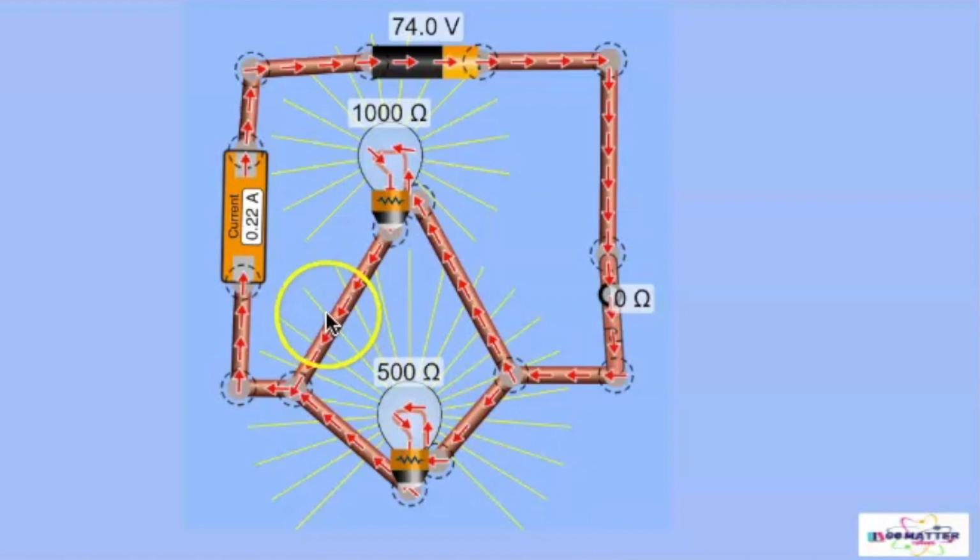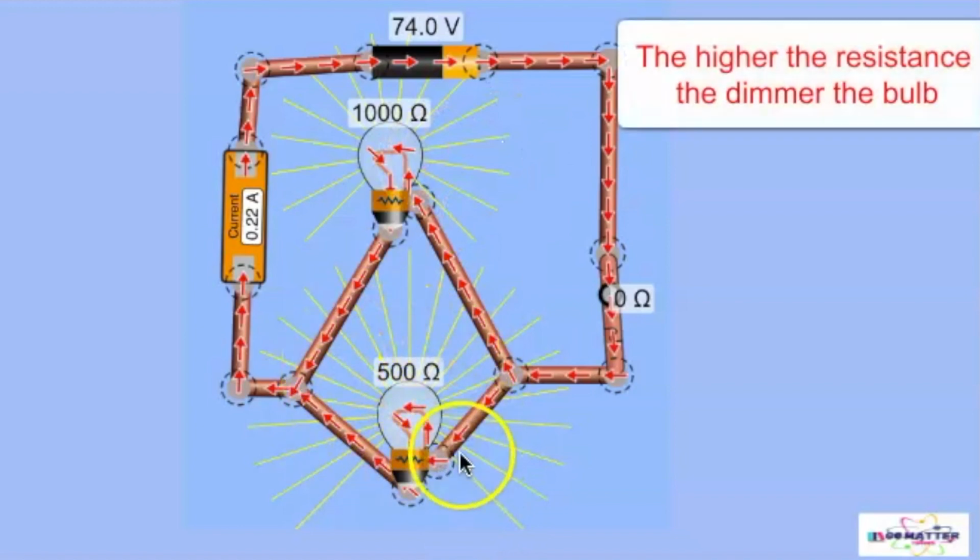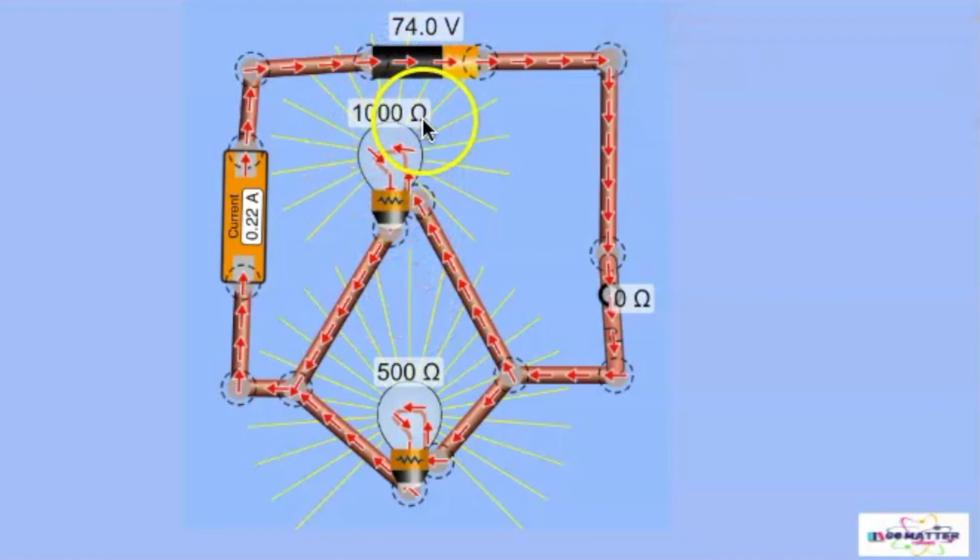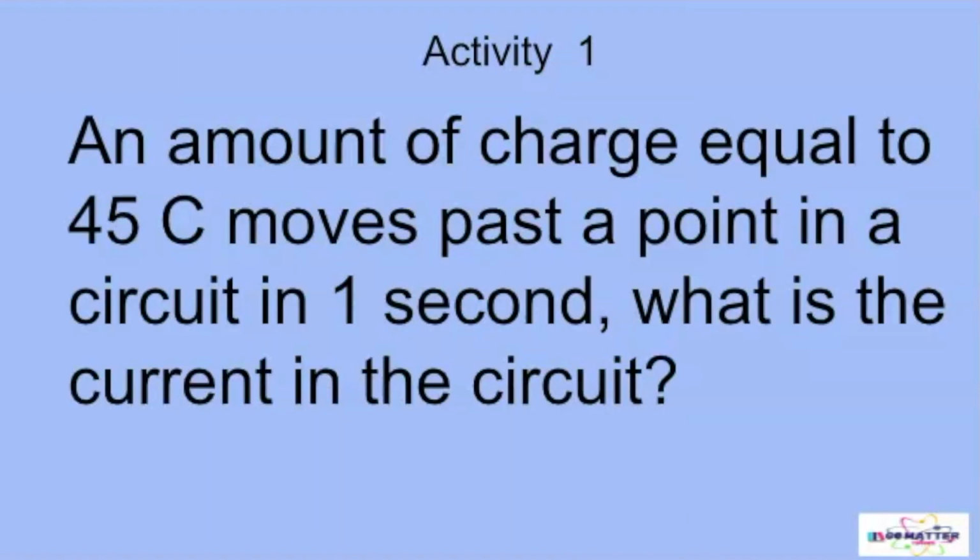You can see that in this, the bulb has a higher resistance than in this path. And you can see that this bulb is brighter than this bulb. So where the resistance is low, the bulb will be brighter than where we have a high resistance.